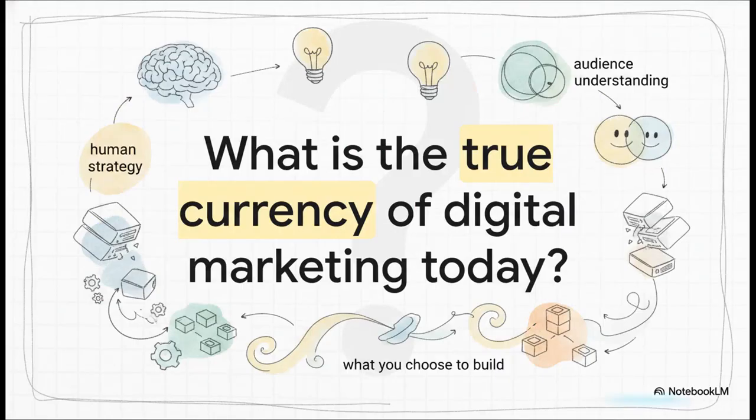Which leaves us with a genuinely fascinating reality to ponder. When the barrier to high-end, physics-accurate video production drops to 20 minutes and $20, what becomes the true currency of digital marketing? As the technical friction completely vanishes, the premium shifts away from raw production capability and squarely onto your human strategy, your original ideas, and genuine audience understanding. The tools are now accessible to everyone. The real differentiator is what you choose to build with them.